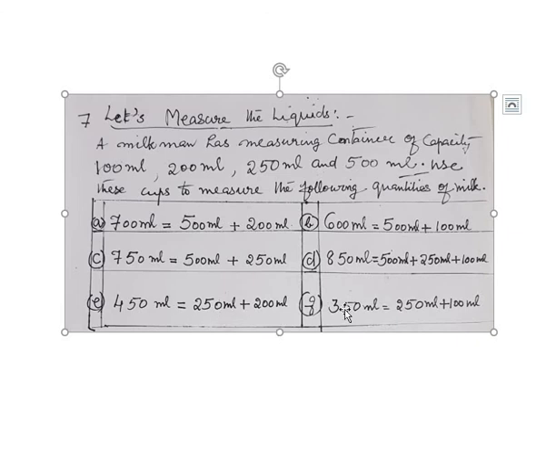Now from this group, last question. If he wants to measure 350 ml of milk, which cans can he use? He can take the 250 ml can plus the 100 ml can. 250 plus 100 equal to 350 ml. So by using these different types of measuring containers, he can measure these particular quantities of milk. I hope, students, you have completed today's work.